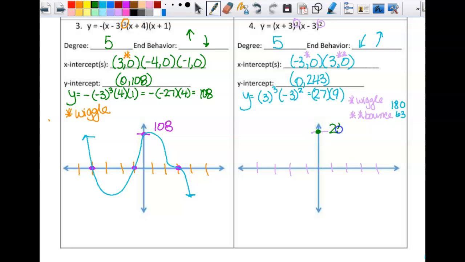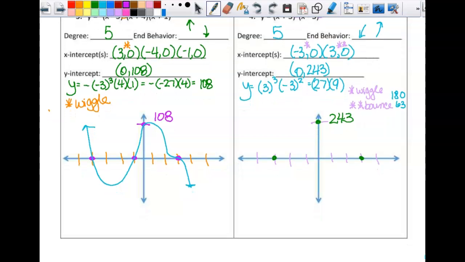This is 243, and I have a point here, and I have a point here. And so I'm going to wiggle first, and then I bounce. See if you can get this sketched in, and then I'll sketch it. Remember, look at your end behavior so you know where to start.